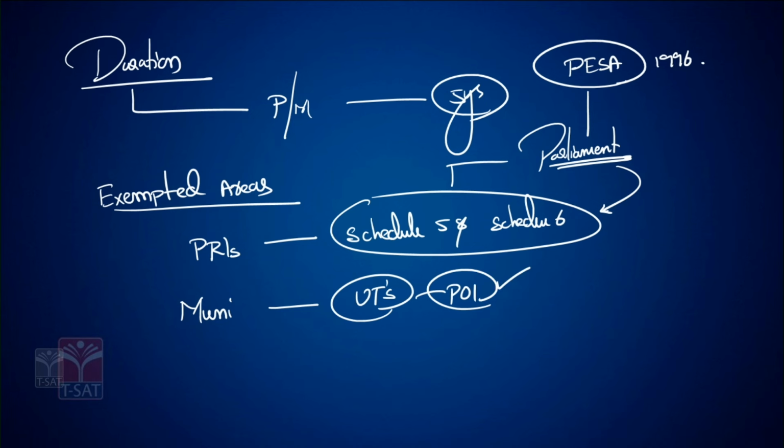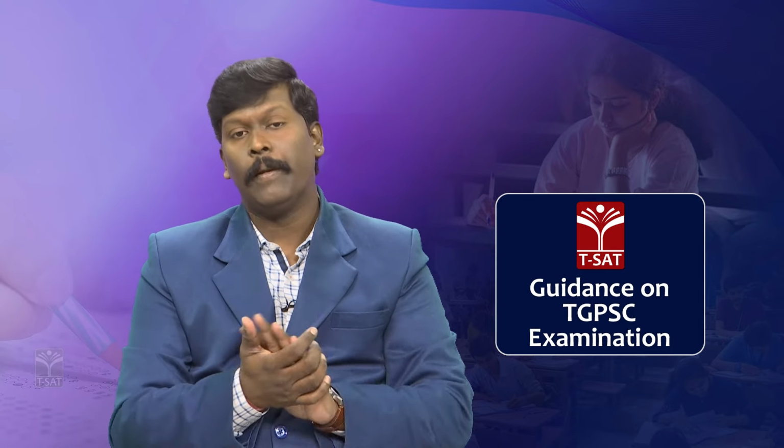So these are some of the salient features of the 73rd and 74th Amendment Act. There are many more salient features, but this is only 10 marks, so you need to write 150 to 180 words. These are the main important points you need to cover.